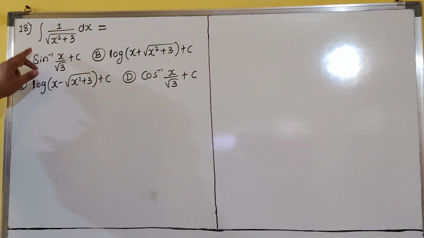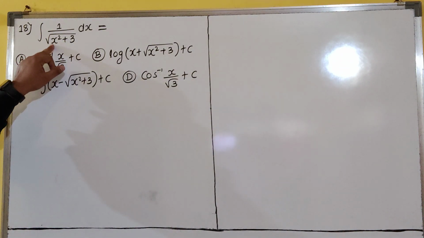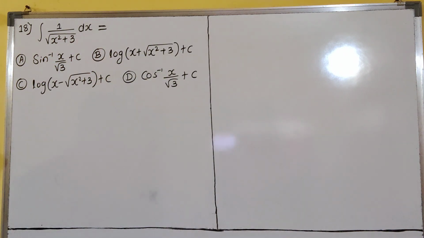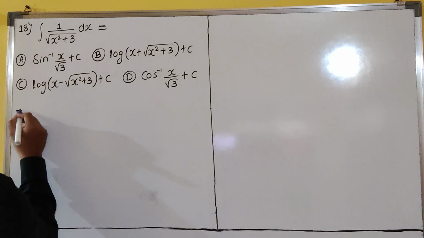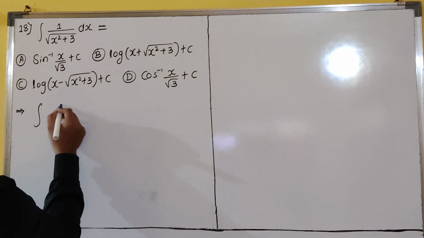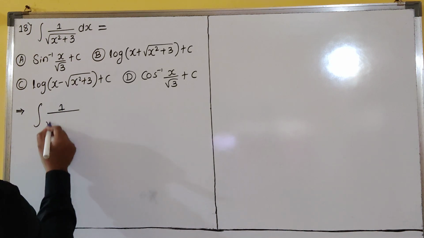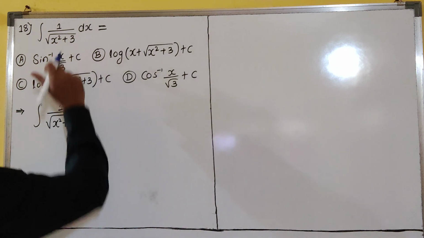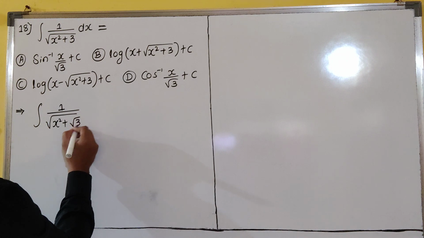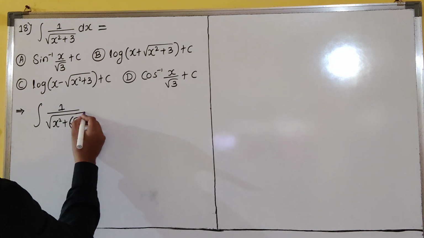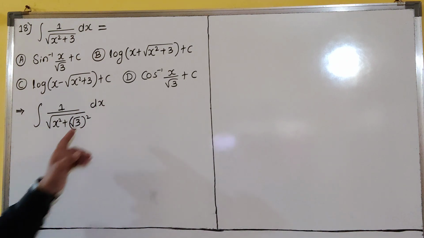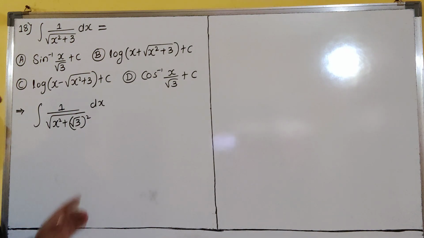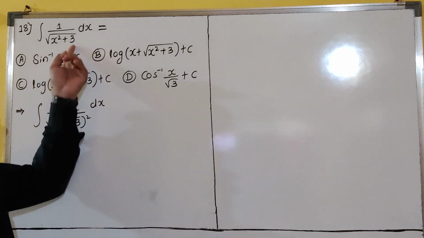Question number 18. Integration of 1 upon square root of x square plus 3 dx is equal to what? Four options are there. We'll check one by one. First I will write the question in this form: 1 upon square root of x square plus, and 3 I can write as root 3 whole square. Square and root cancel, so we get 3 again.